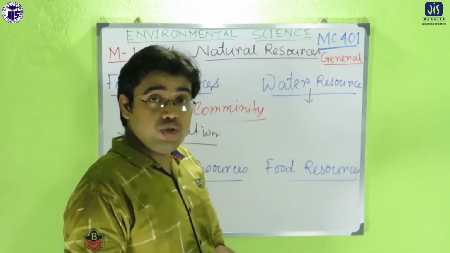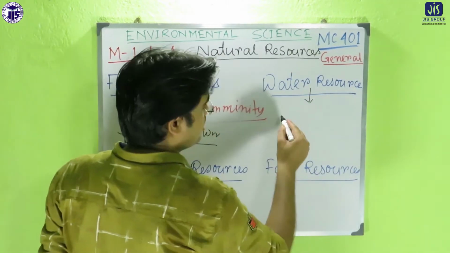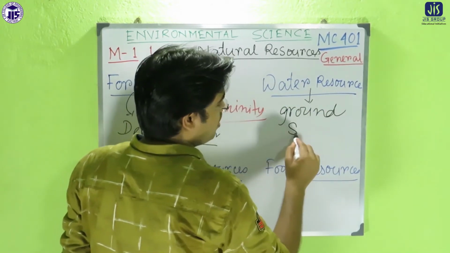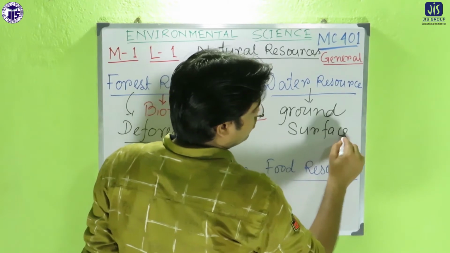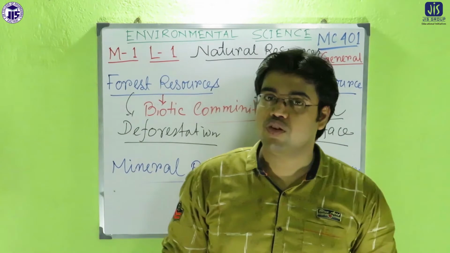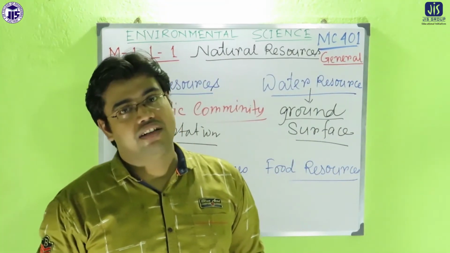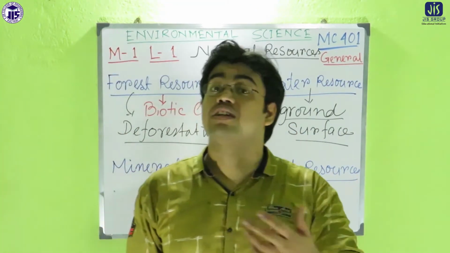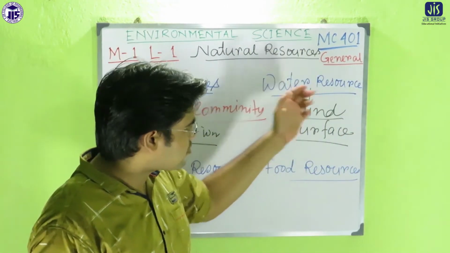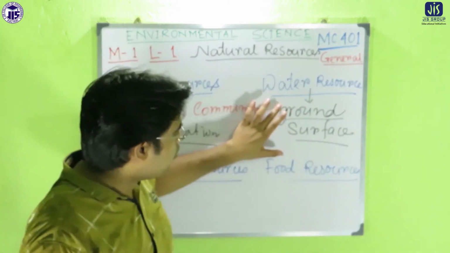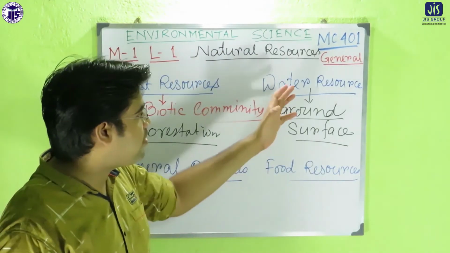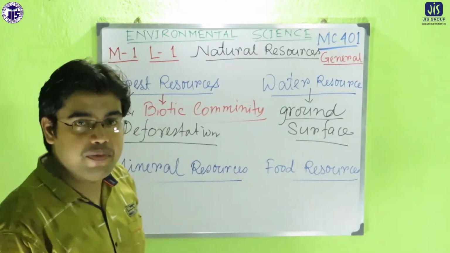In water resources, there are two types: one is groundwater and the other is surface water. Both types are very important. Groundwater is very important for our drinking purposes, and surface water is the main important resource for agriculture. So both groundwater and surface water are important for our life. Water is another very important resource.